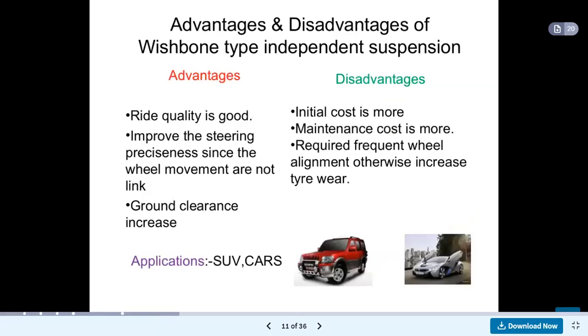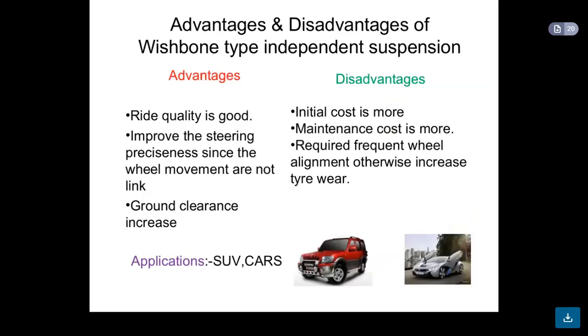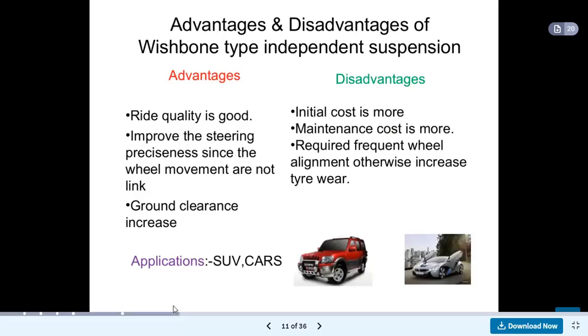If we see the advantages and disadvantages of the wishbone type independent system, the advantages are: ride quality is good, and it improves steering precision since the wheel movements are not linked. Ground clearance increases. These are the advantages. If we see the disadvantages, initial cost is more, maintenance cost is more. It requires frequent wheel alignment, otherwise it increases tire wear. Applications: SUVs and cars.